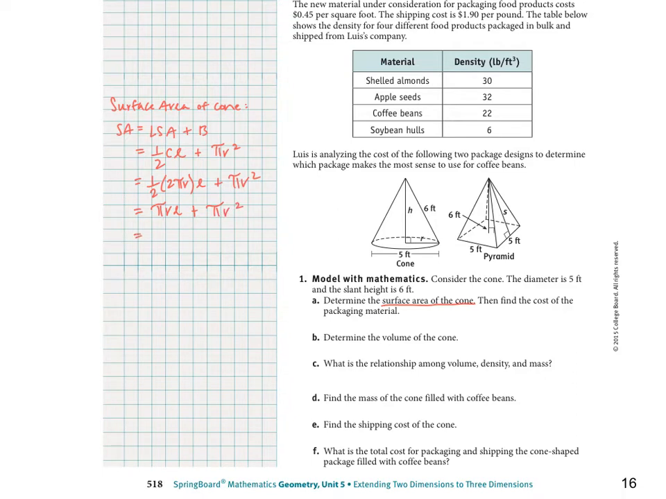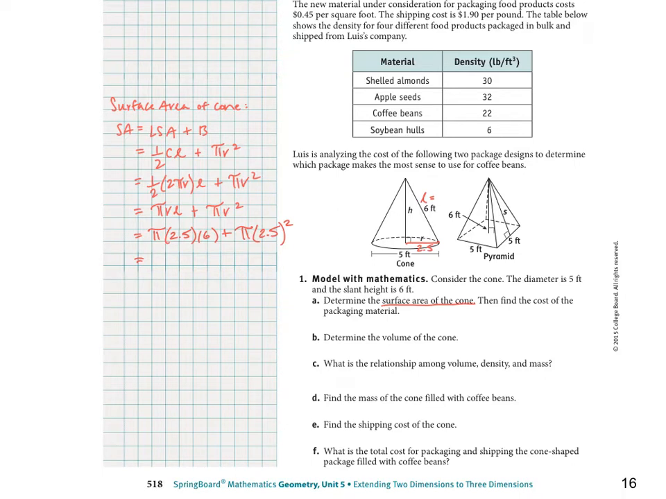Now, looking at this, we can figure out what r is. That's going to be 1/2 of 5, so that's going to be 2.5. That's what we'll plug in for r. And then our slant height, which is represented by L, is going to be 6. So let's plug in what we have. We are going to have pi times 2.5 times 6 plus pi times 2.5 squared. So let's use our handy dandy calculator.